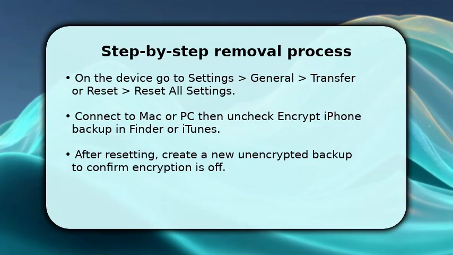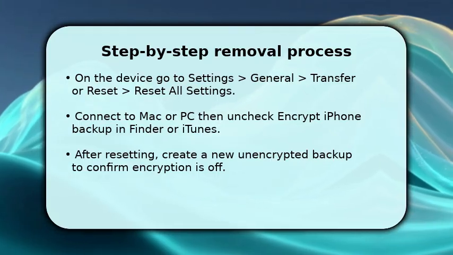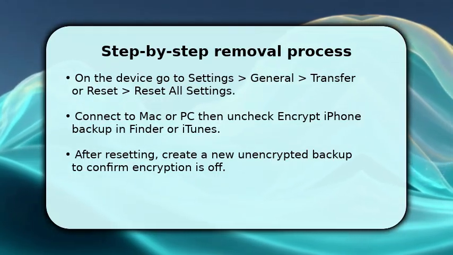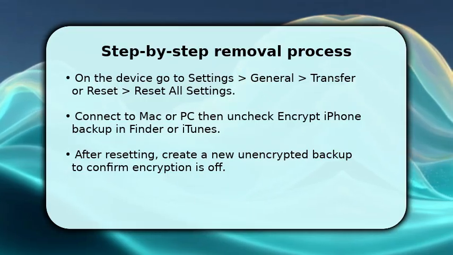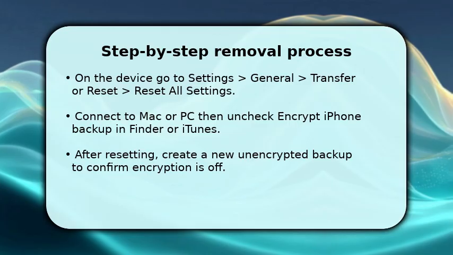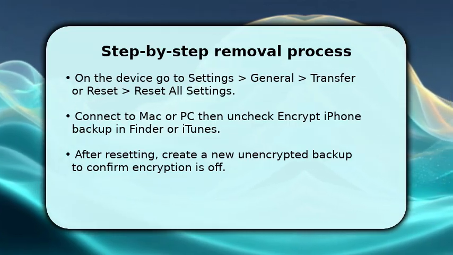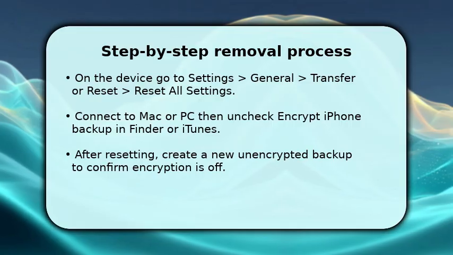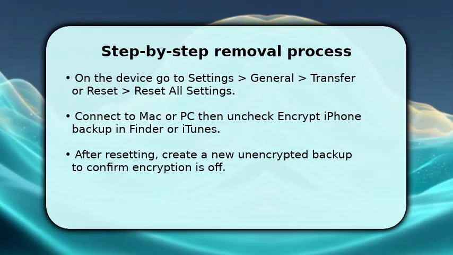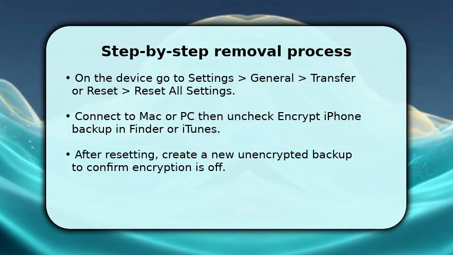Next, connect the device to a Mac or PC with iTunes or Finder open. In iTunes or Finder, deselect Encrypt iPhone Backup and click Backup Now. If the encrypt option still prompts for a password, the device settings reset may not have completed. Create a fresh backup to confirm encryption is turned off.